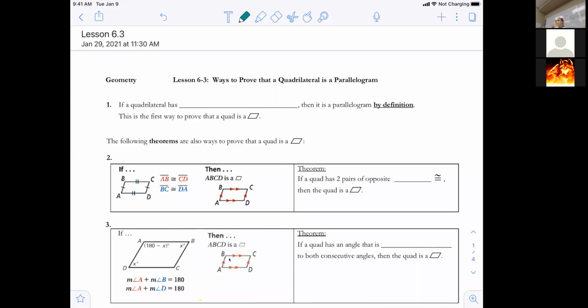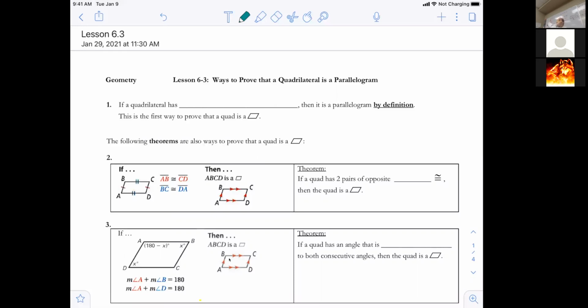The diagonals bisect each other. And then there's one more thing. If a quad is a p-gram, then I don't remember this one. Billy, you think you know? I think that's one we've missed. Opposite sides are congruent. So all of these I started with if a quad is p-gram, then.